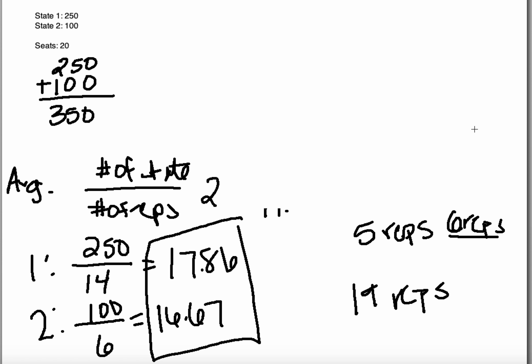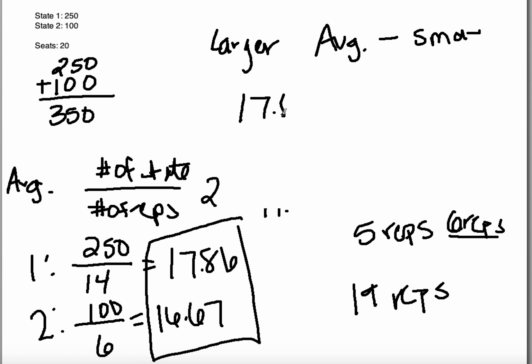So again, my absolute unfairness is a formula. It's my larger average constituency minus my smaller average constituency. So in this case, 17.86 is larger than 16.67. So the absolute unfairness between state 1 and state 2 would be 17.86 minus 16.67, which is 1.19. Now you're going to have to continue this for every state.